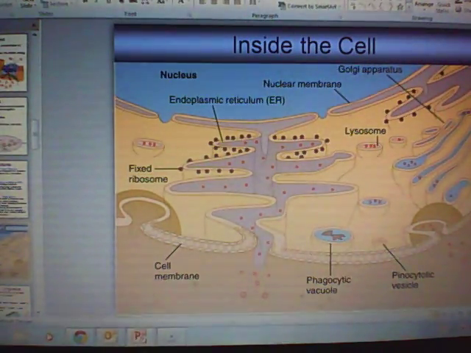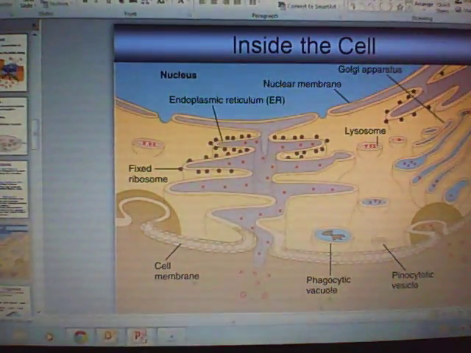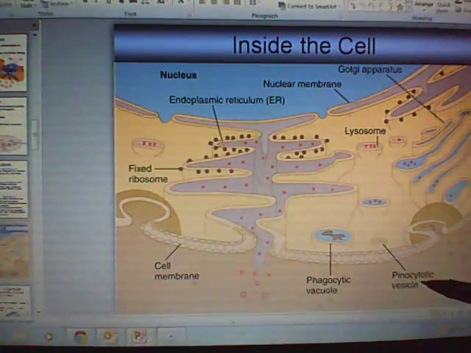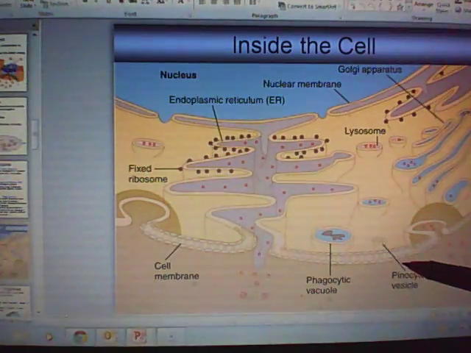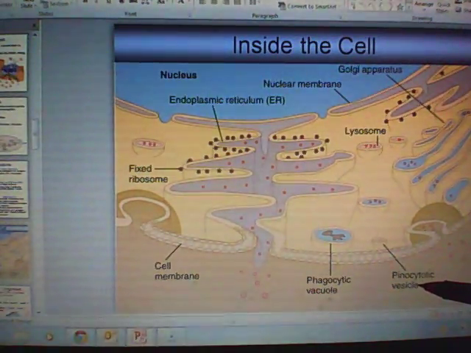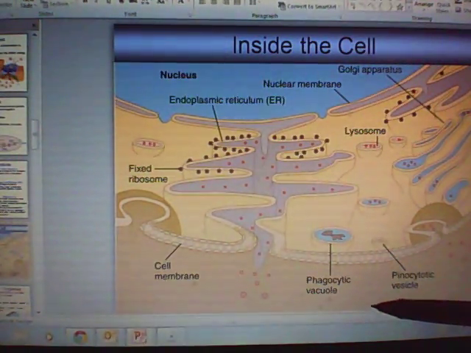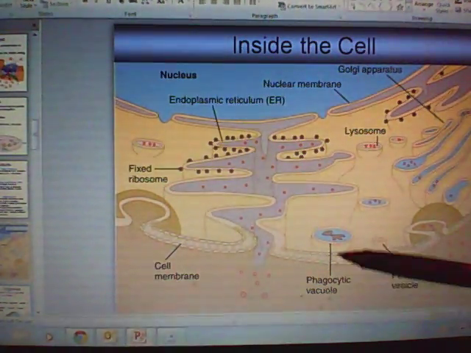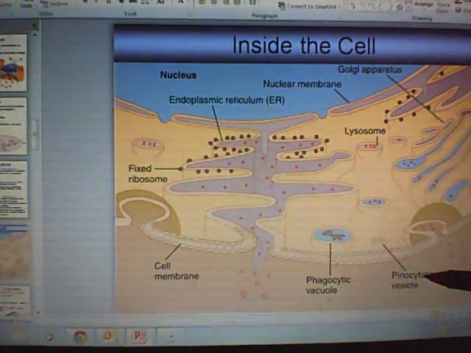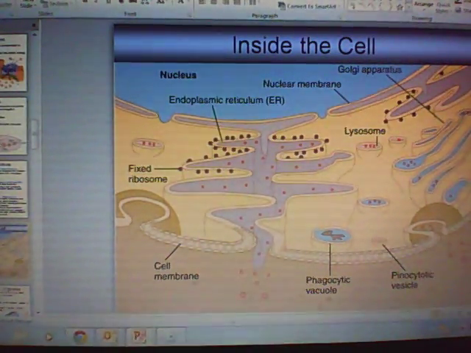And then inside the cell, this is just showing you. One thing I wanted to point out here is just pinocytic vesicle, which is a vesicle used for carrying water. So cells can eat, which we call phagocytosis, and then they can also drink, known as pinocytosis.